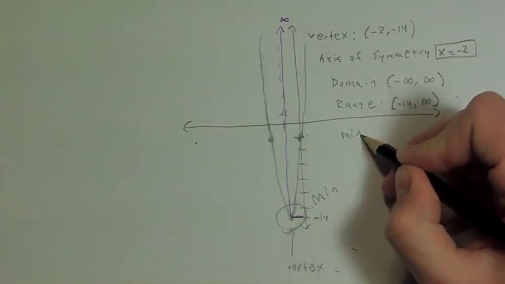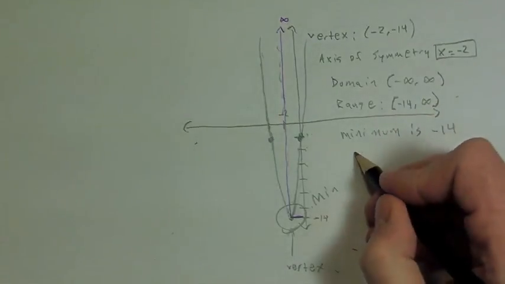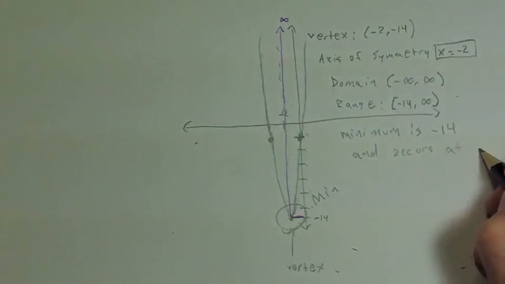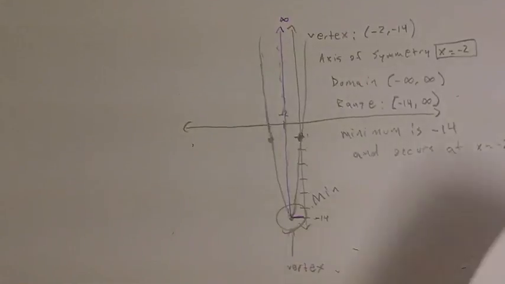Right, so the minimum is -14 and occurs at x equals -2. Okay, so we have gotten a lot of information about this quadratic here. Alright, let me show you all another example where we need to convert and use these formulas.